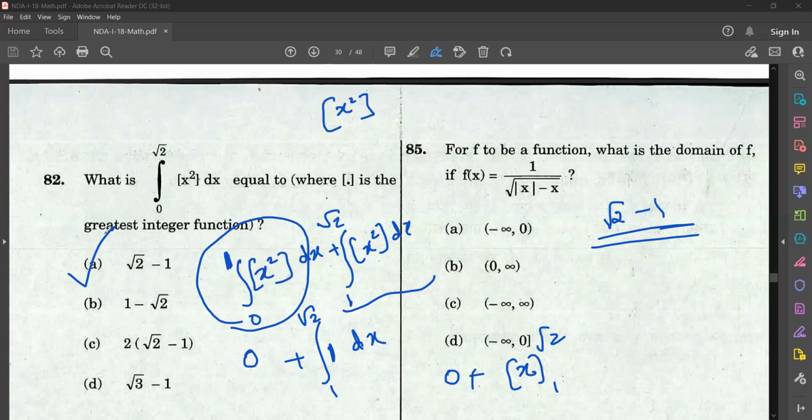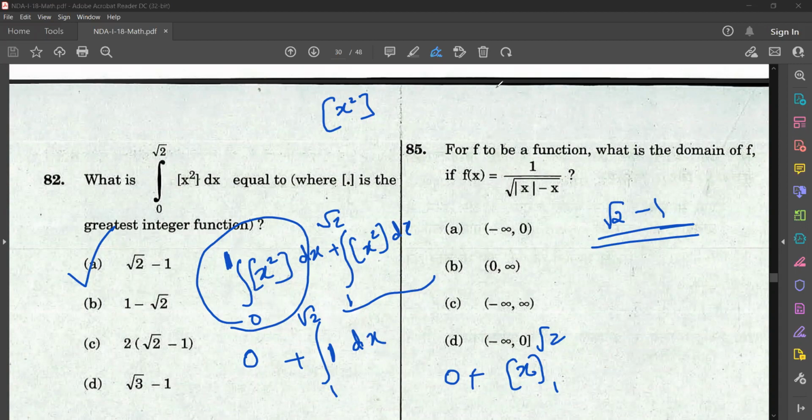Understood? So just understand what the greatest integer function is. Greatest integer function means if the limit is given as 0 to 1, then which is the integer that is coming just before that? So before root 2, the integer coming is 1 only. Before 1, the integer coming is 0. Okay.